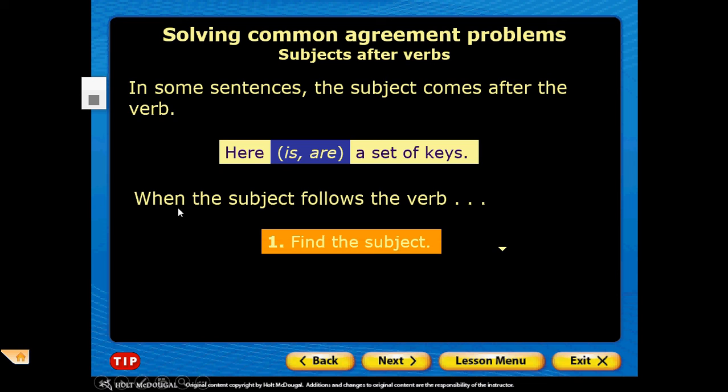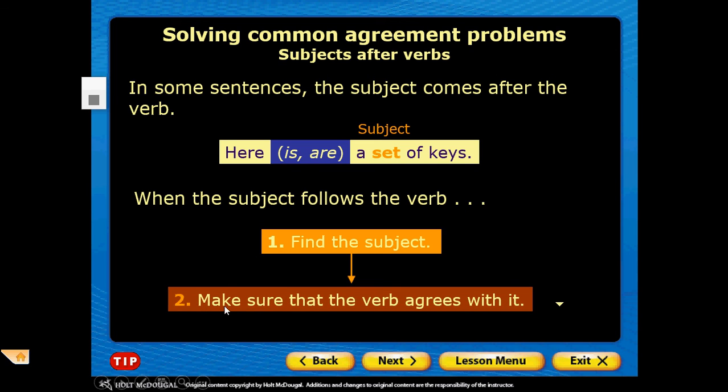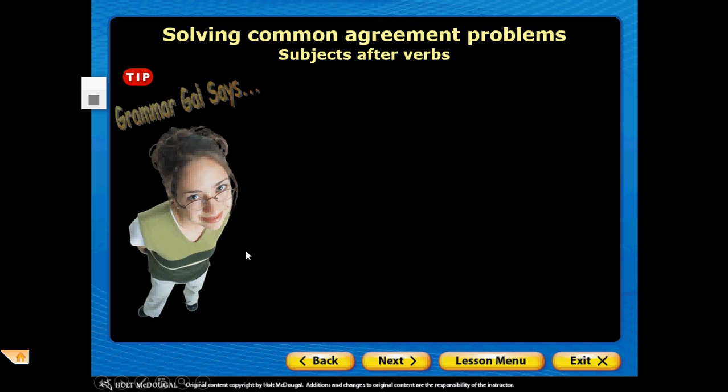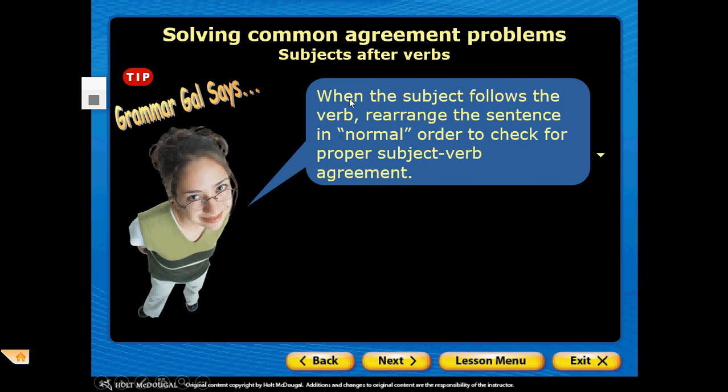So when the subject follows the verb, find the subject, which in this case is a set rather than keys. So set here is the subject. Then make sure that the verb agrees with it. And we have a very wonderful tip here, boys. So, the grammar gal says: when the subject follows the verb, rearrange the sentence in normal order, starting with the subject, to check for proper subject-verb agreement.